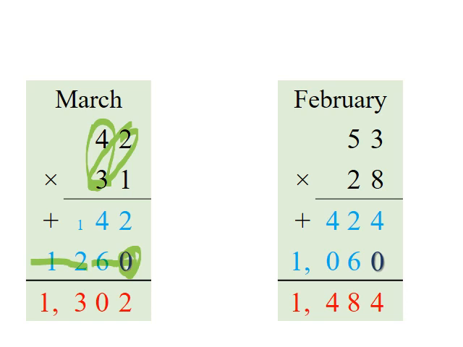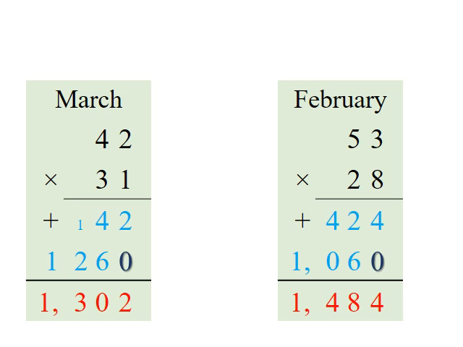I will add the partial products. 2 plus 0 equals 2. 4 plus 6 equals 10. 0 and I regroup 1. 1 plus 2 equals 3. Then 1 plus 0 equals 1. It's 1302.